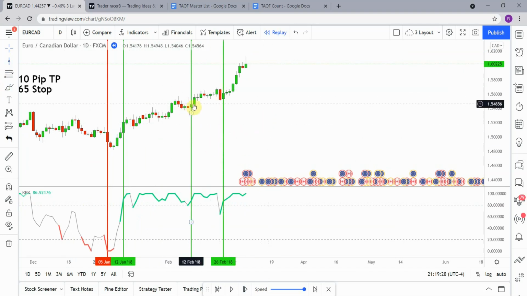All right, so our second signal was right here. It's a continuation. You can see that line dips for just a second underneath the dashed line, so it goes back to the normal black color, and then as it breaks back to the upside, it goes green again. So that would be a long. That one got us to take profit pretty easily.